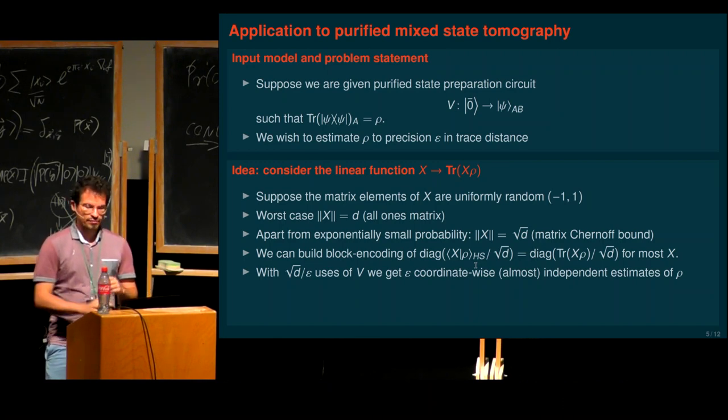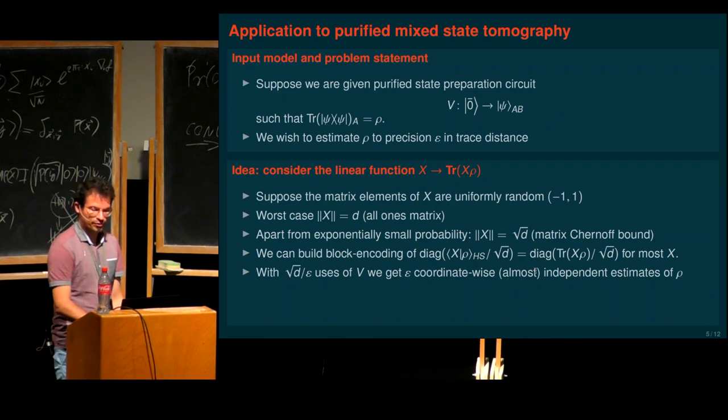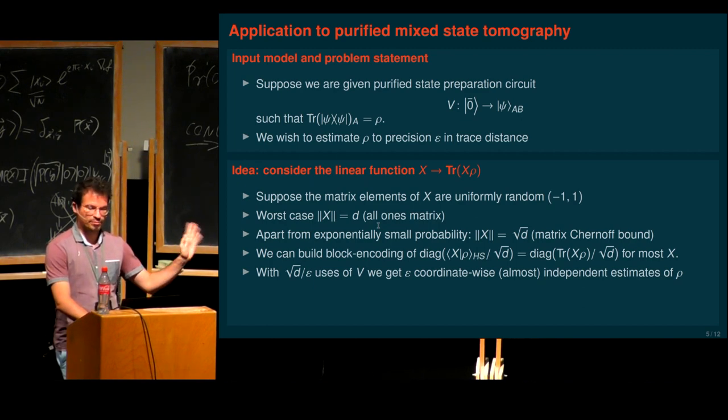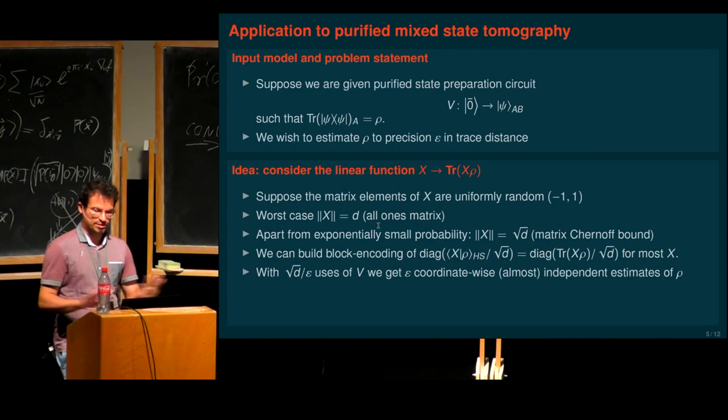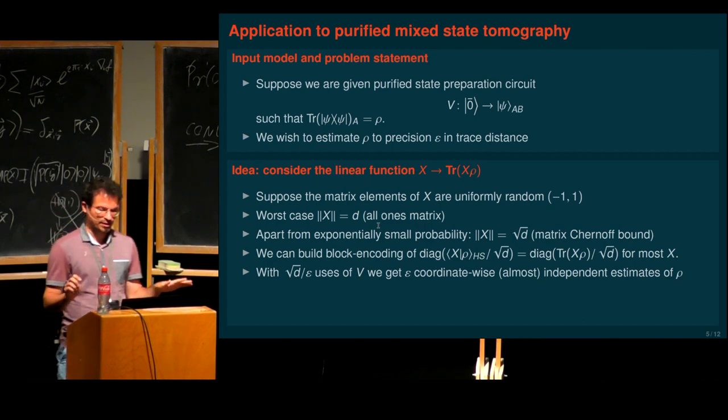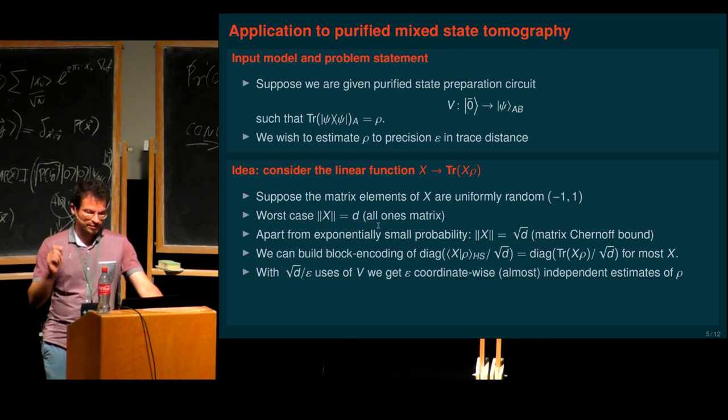The reason I say roughly is that I cannot build this block encoding for every x, only for the majority of x's, because for some outlier matrices the norm will be higher and then my algorithm will fail. But that's an exponentially small probability, so I can just forget about it. So it will be a roughly independent estimator for every entry of my density operator with precision epsilon. And so far, I have spent square root d over epsilon resources.